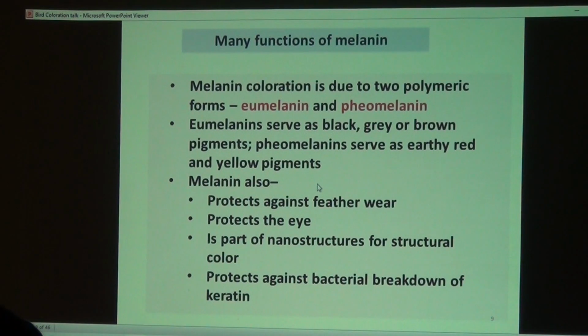Don't mix keratin with carotenoid. Keratin is a protein that the feathers are made of. Carotenoid is a yellow pigment.